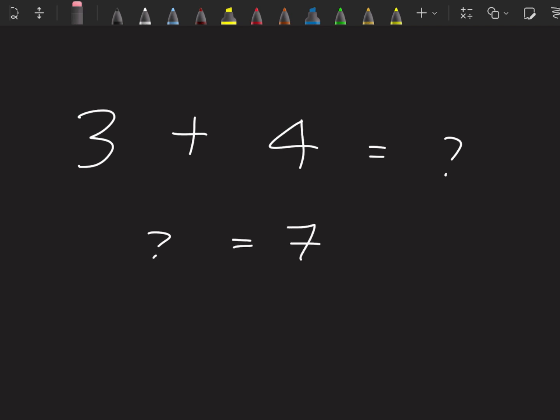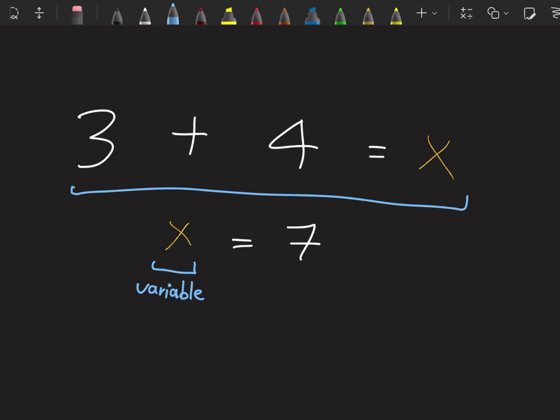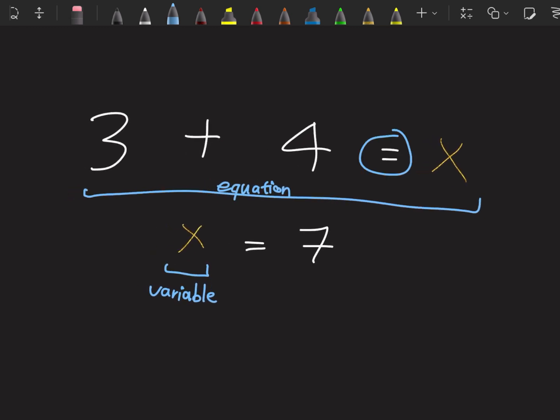Now, what am I doing with these question marks? Well, we replace the question marks with x's. We actually already have a variable. So x is our variable. A variable can be any real number. And 3 plus 4 equals x. Well, that's our equation. Just remember, an equation always has an equal sign.